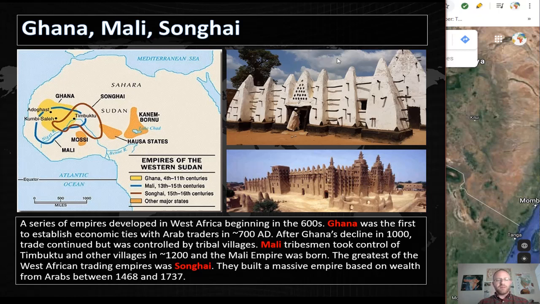Now, the picture on the top right here is the Larabanga Mosque located in Larabanga, Ghana. It was probably finished around 1421, but may have also been built earlier. This picture here is the Great Mosque of Djenné, located in Mali. It was probably built as far back as 1200 to 1300, but may have been started earlier.